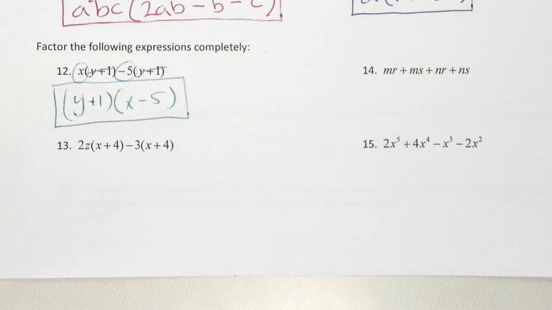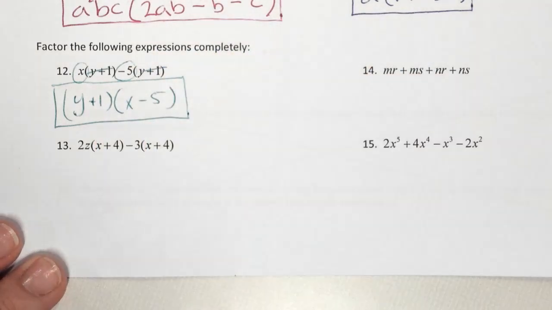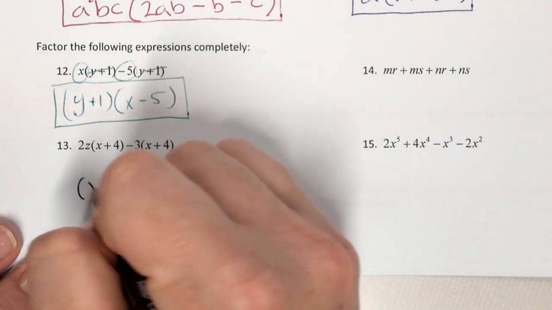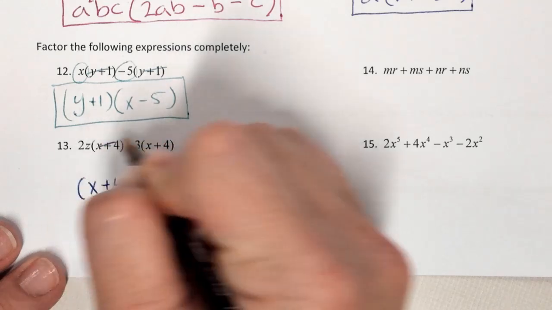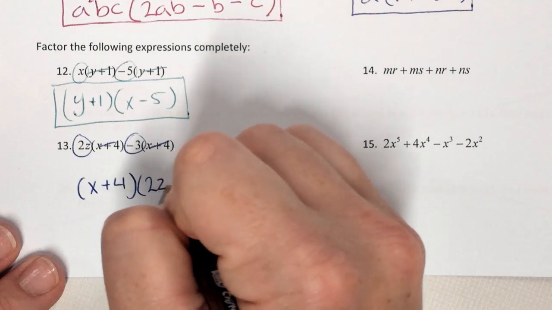Now remember, if there's nothing in front, you can always put a 1. So like if this was just minus this, you could put a 1 there. Here again, x plus 4 is a match. And when I take it out, I have 2z minus 3.